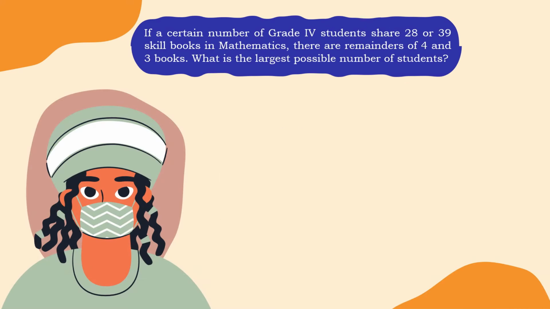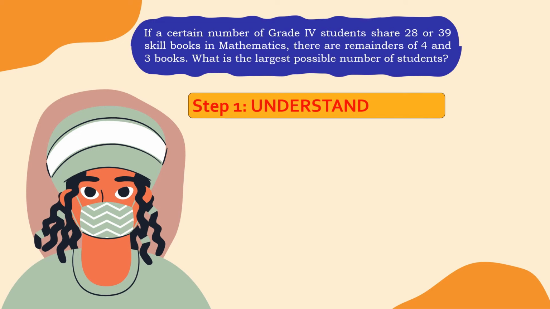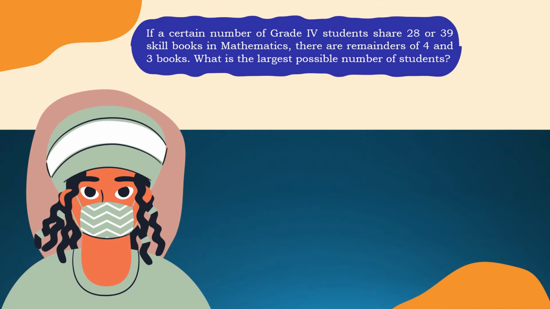For item number 2, if a certain number of grade 4 students shared 28 or 39 skills books in mathematics, there are remainders of 4 and 3 books. What is the largest possible number of students?